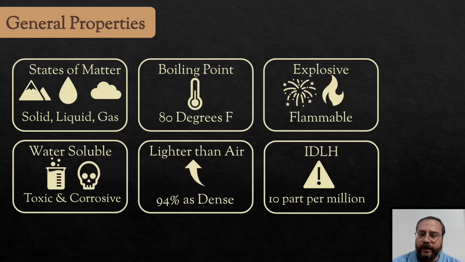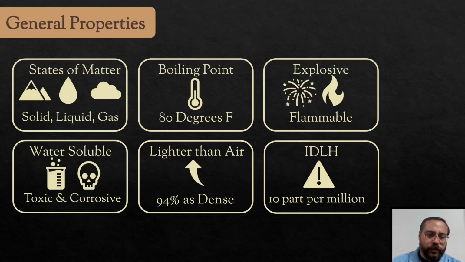Boiling point, 80 degrees Fahrenheit. It's explosive and flammable. It's water soluble. It's toxic and corrosive. It's lighter than air. It's 94% as dense as air, which means it will rise, but it will rise slowly. The IDLH is 10 part per million. Now that is a number that I think is really important.